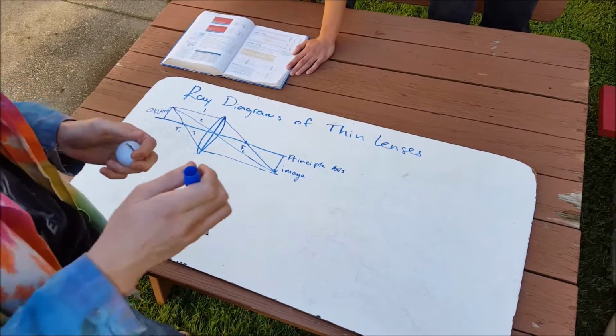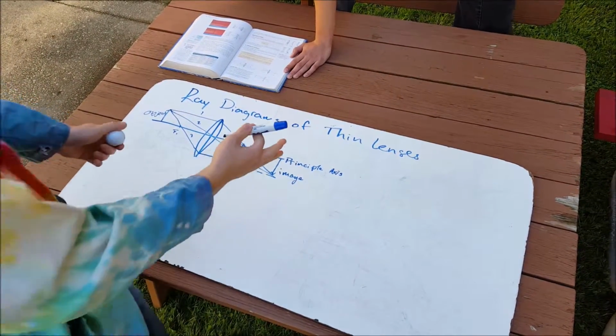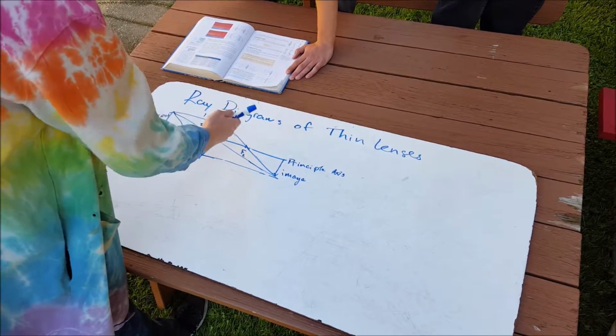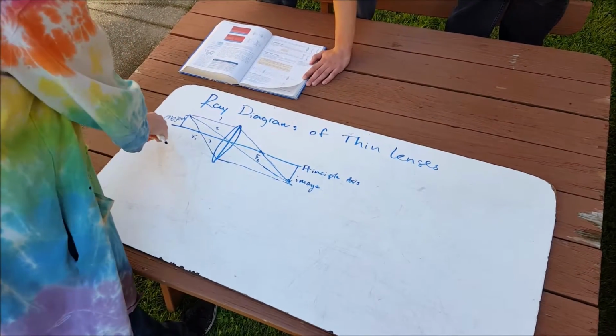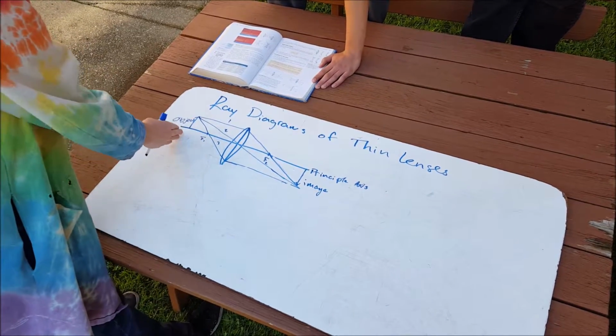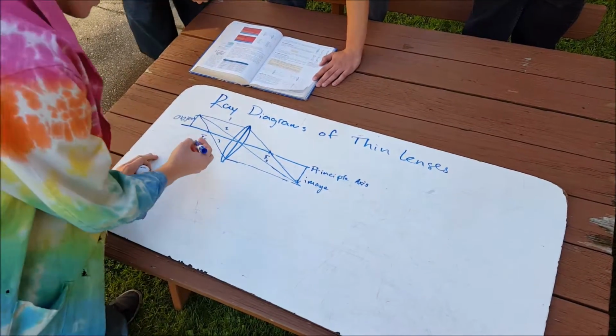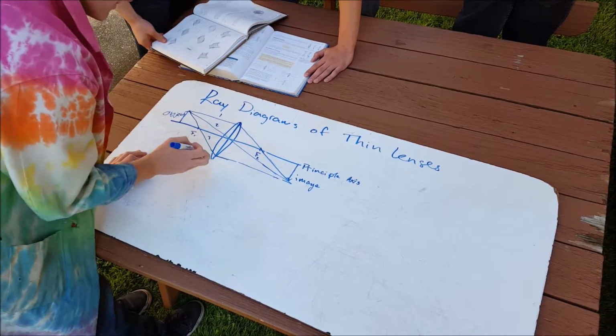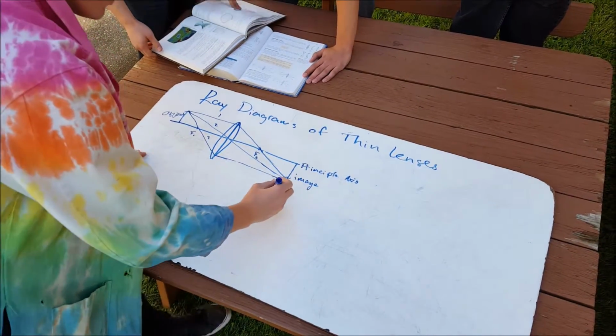Good? Okay. So, ray diagrams of thin lenses. This is going to be a convex lens with the object behind the focal point. So what you see is we've got 3 lines that you're going to draw to produce your image.